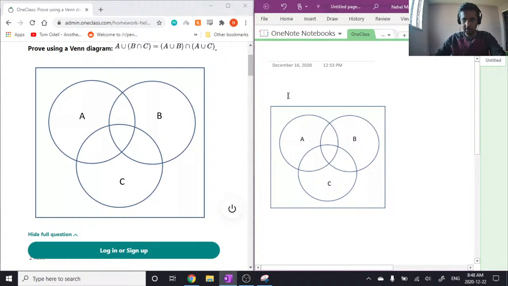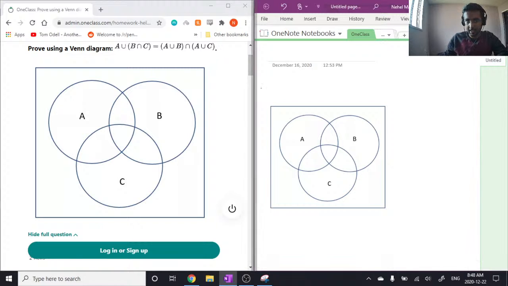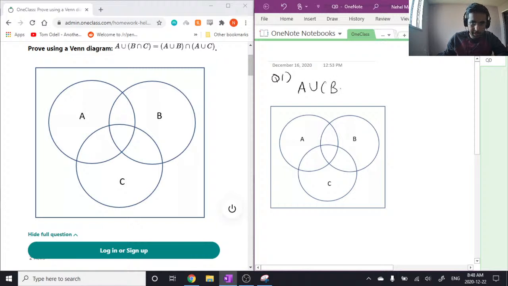So the question is asking us to prove. I'm just gonna write the left-hand side term first. So for question one, the left-hand side term is A union B intersection C. Just to recall, this U means union, and the inverted U means intersection.